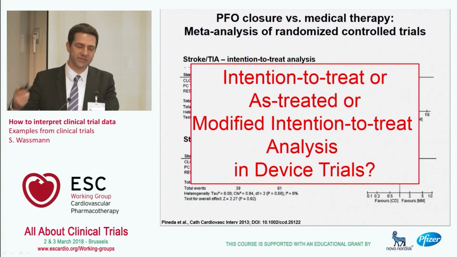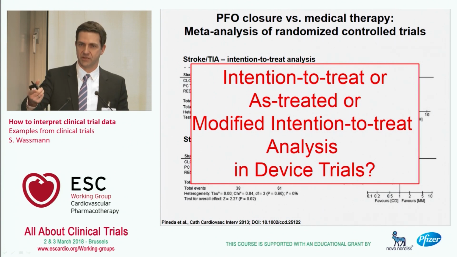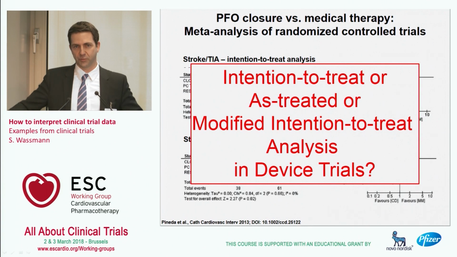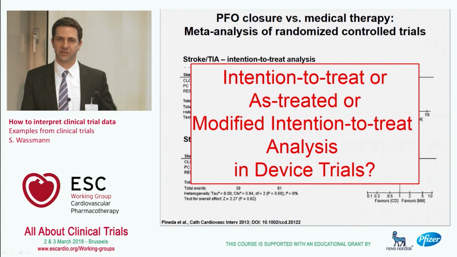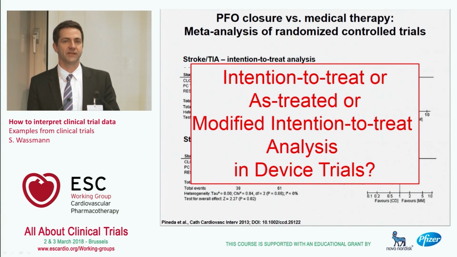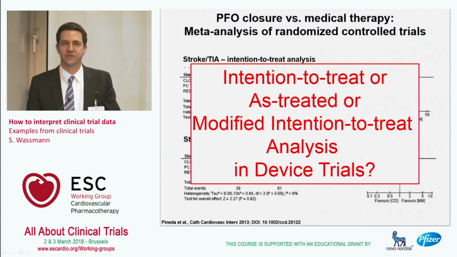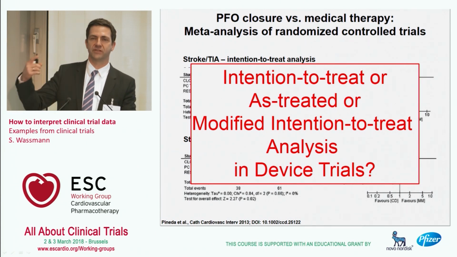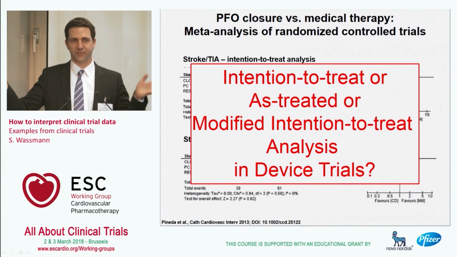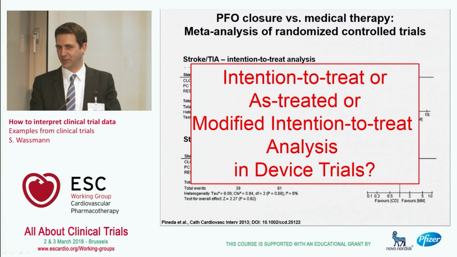And so I personally think it should be something like modified intention to treat, because you're attempting the closure at this moment, you're poking, you're going in, and maybe you fail because of a complication or you can't put the device, but that should be counted in because you're actually doing something with the patient. So that's my personal opinion. It should be something like modified intention to treat, because then you have the patients with the device, but you're also covering the safety aspects of that. But that is not standard. This is just my personal opinion.